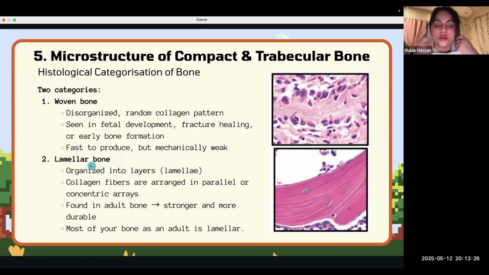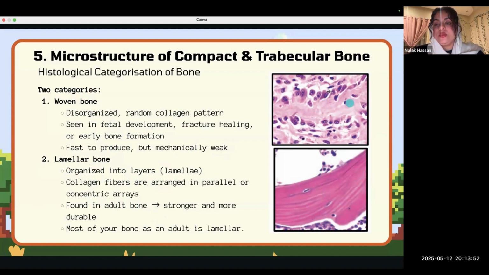However, lamellar bone is organized into layers, and we call them lamellae. The collagen is arranged stacked on top of each other, so they're going to be parallel or concentric, like around each other, kind of like the rings of a tree. They're found in adult bone, and they're strong and more durable than woven bone. Most of your bone is going to be lamellar.